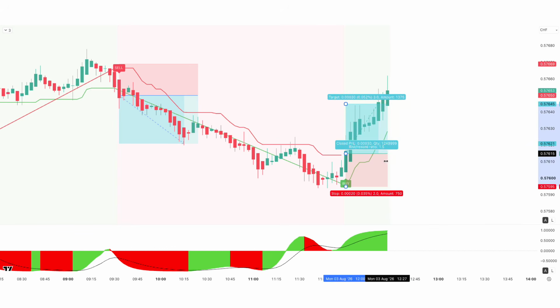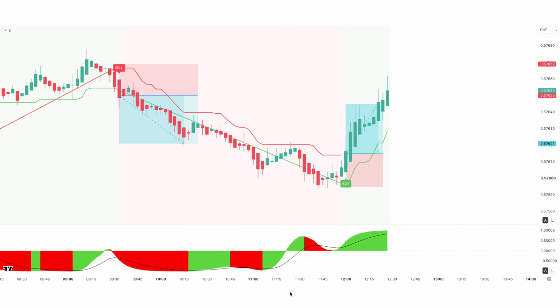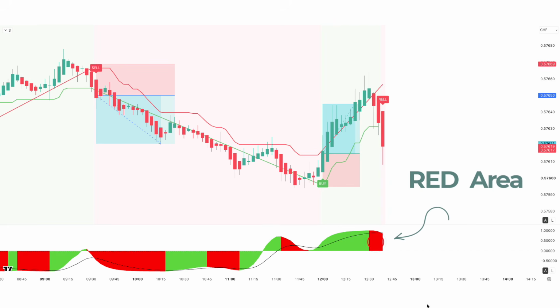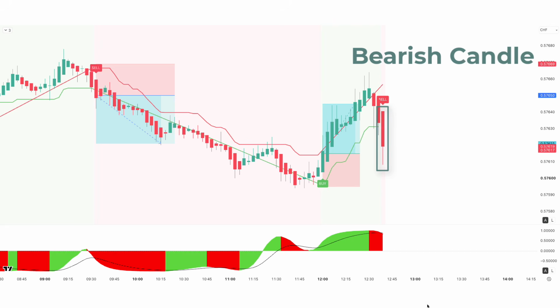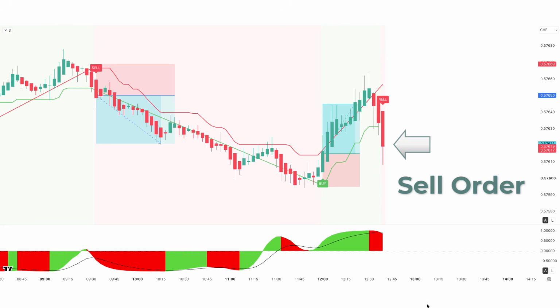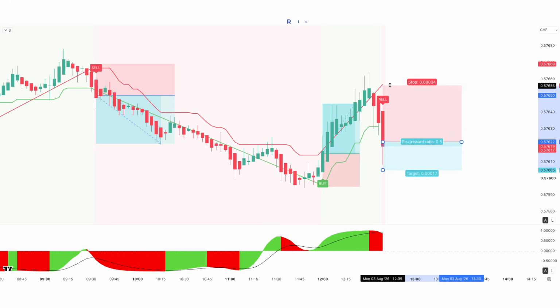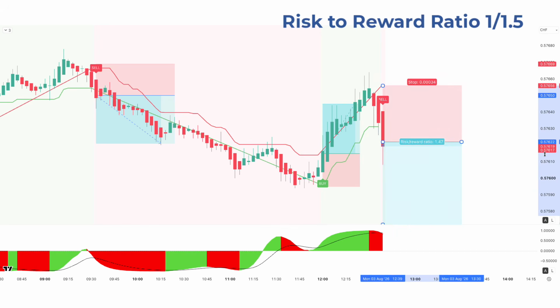We are going to see examples of some trades so that you will definitely understand. Here the Super Trend with buy-sell signals label is down, this is a sell signal. Here the Normalized Smoothed MACD indicator is in the red area. Here the market has made a bearish candle to give confirmation. So all our conditions are being fulfilled, so we are placing an order to sell. Our stop loss is to be placed at the red line, and the risk to reward ratio will be 1:1.5.